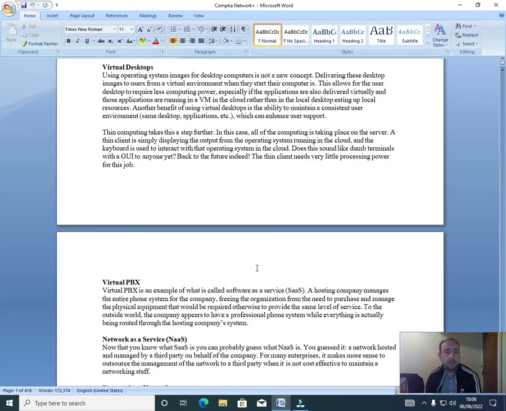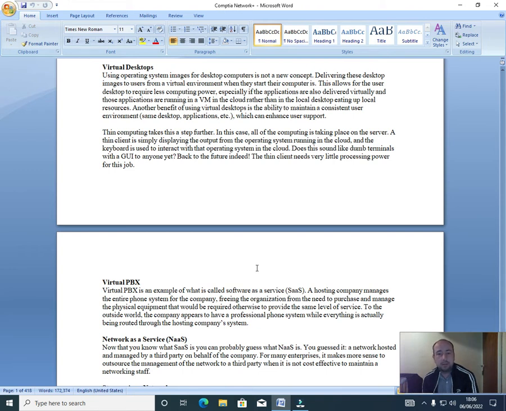Virtual desktops. Using operating system images for desktop computers is not a new concept. Delivering these desktop images to users from a virtual environment when they start their computer allows the user desktop to require less computing power, especially if the applications are also delivered virtually and those applications are running in a VM in the cloud rather than on the local desktop, eating up local resources.